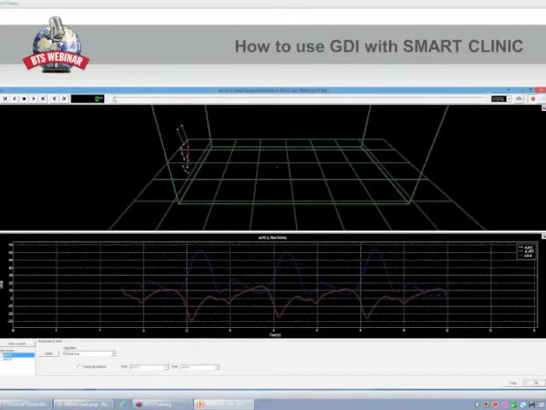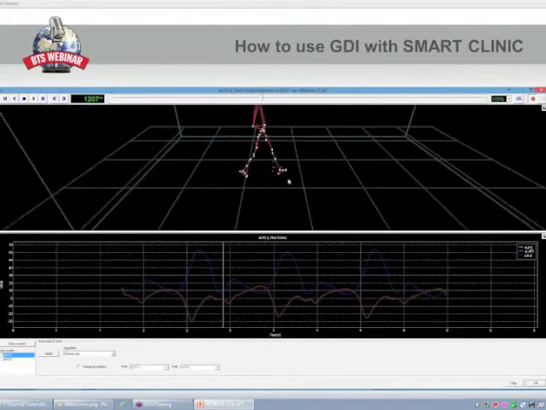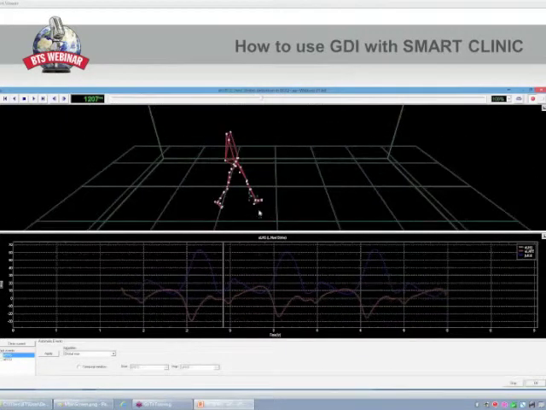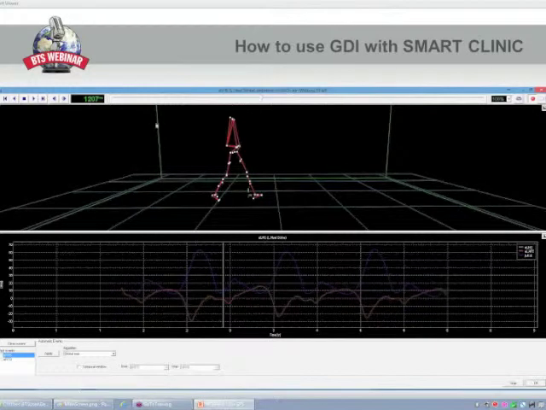So it's the same for the left heel strike, sorry, left foot strike. Okay, this is the first heel strike, foot strike. Okay, and now I'm going to define the second one.